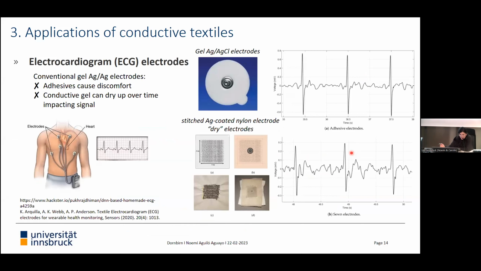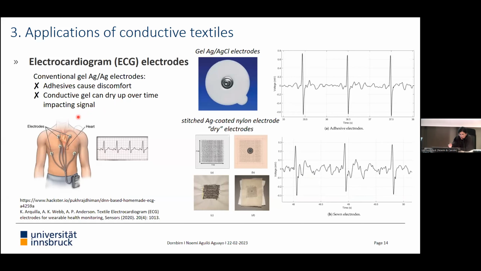Another application is for electrocardiograms. So this is to measure the electrical impulse from the heart. And the conventional electrodes that they use are silver chloride electrodes, a gel with adhesives. And the problem with these adhesives is that they create discomfort in the patient and they leave marks. And also the conductive gel dries over time, and this impacts the signal.